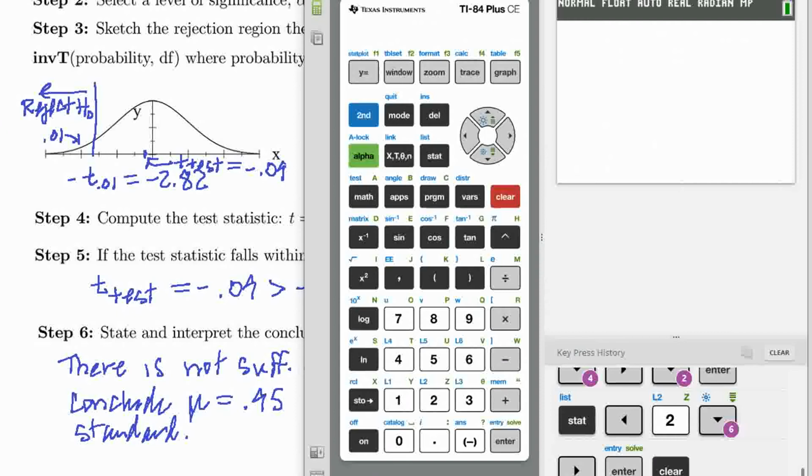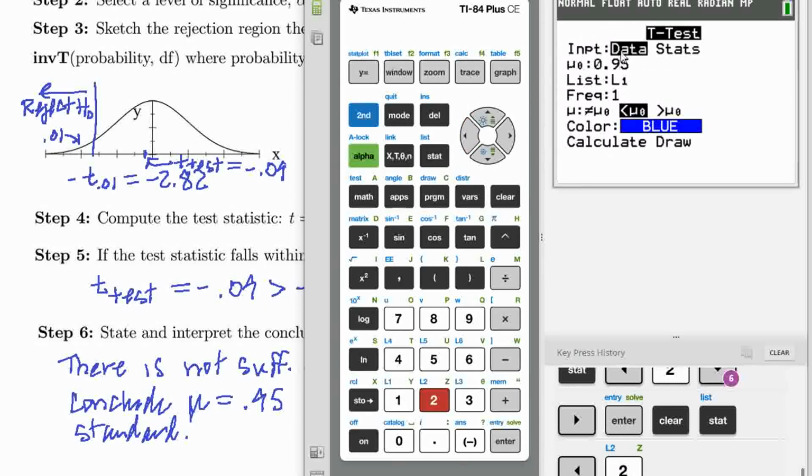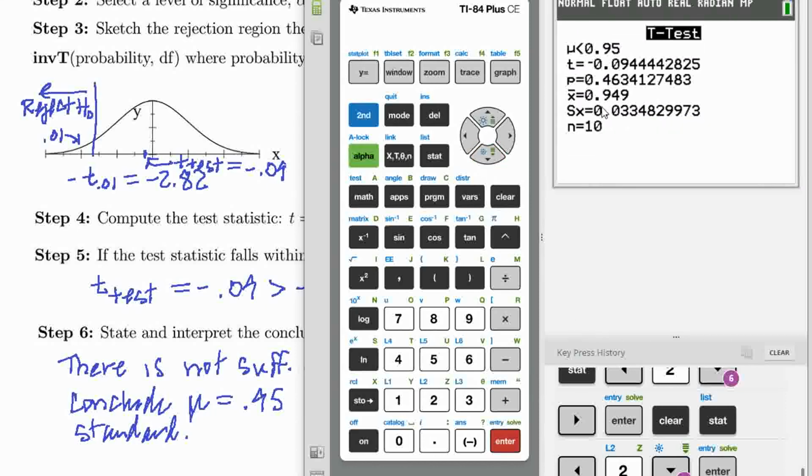You can check this using the stat functions of the calculator. Go to stat and then tests, and we want t-test, option 2. Make sure data is highlighted. 0.95 is our mu0. The list we're using for the data is L1, frequency at 1, and our alternative hypothesis is a less than. Come down to calculate and enter. And there is our test statistic, negative 0.09, and p-value 0.4634, along with mean and standard deviation.